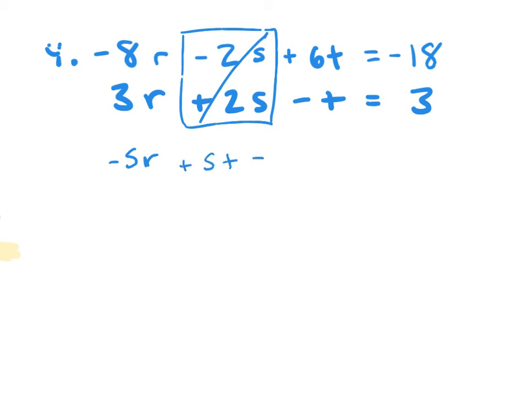Negative 18 plus 3? Negative 15. So we have an equation with two variables. We pause here, go back to the start.